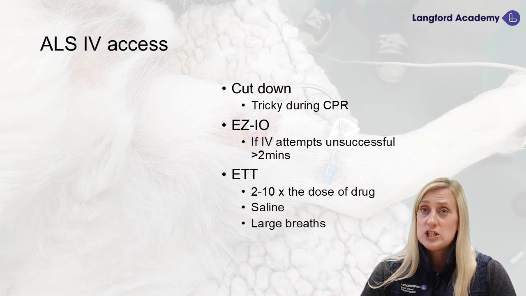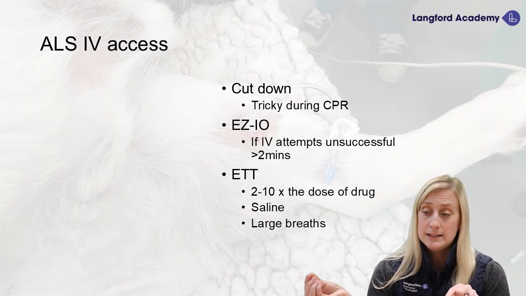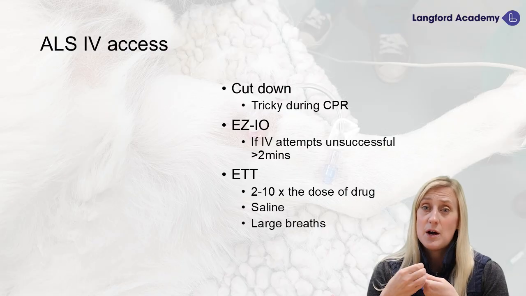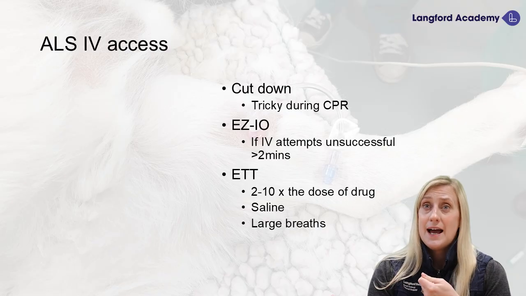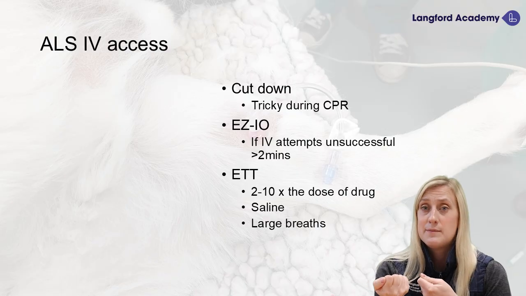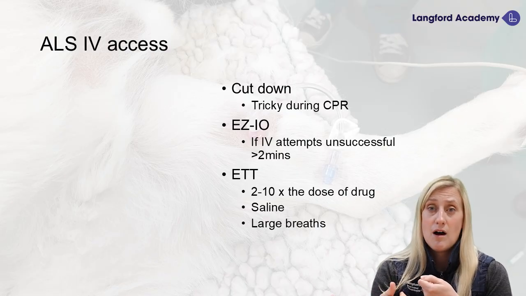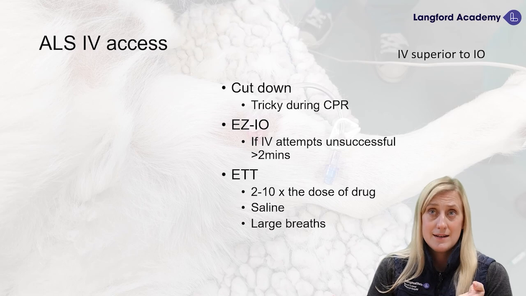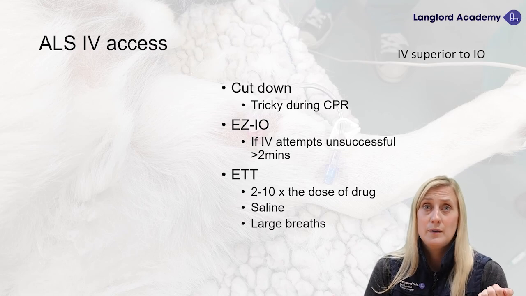You can also do it via the ET tube. So you would give double to 10 times the dose of the drug down your ET tube. You basically place a dog urinary catheter down the ET tube, try and get this drug into the bronchioles and be absorbed that way. Giving that drug via the catheter down the ET tube, give it a good amount of saline, so flush that with 5 to 10 mils, depending on the size of your dog, and some large breaths as well. And again, as we said, IV is superior to IO.